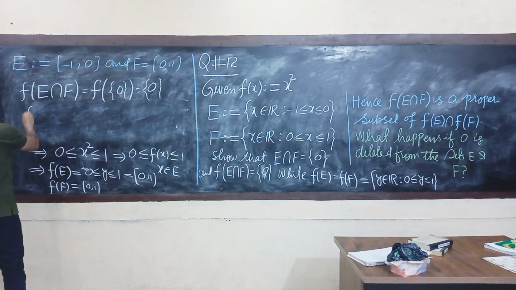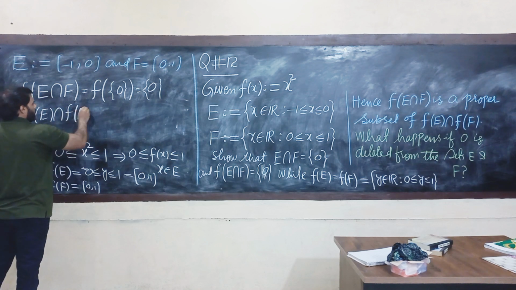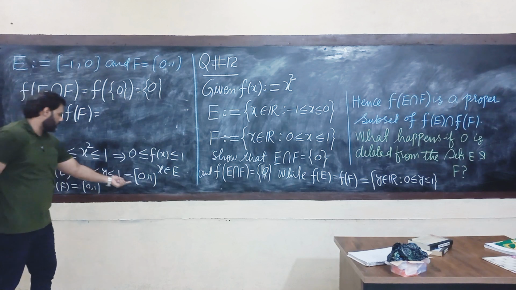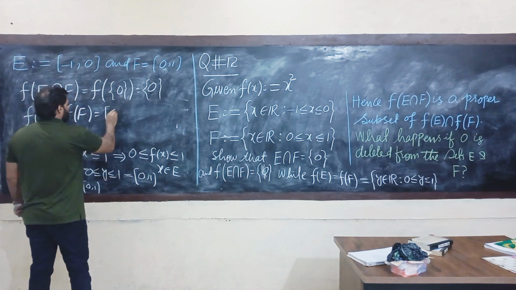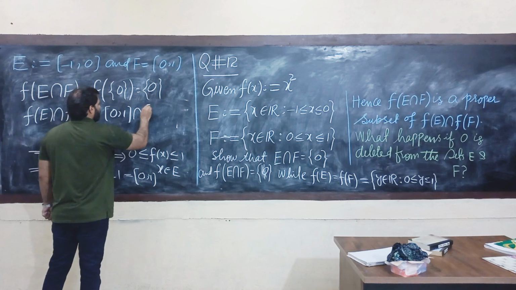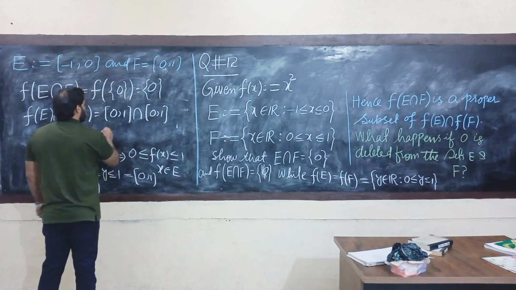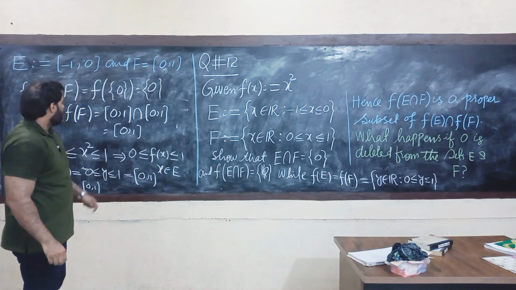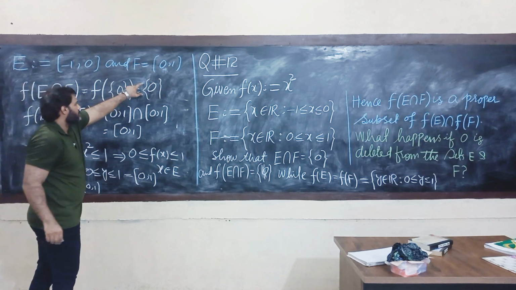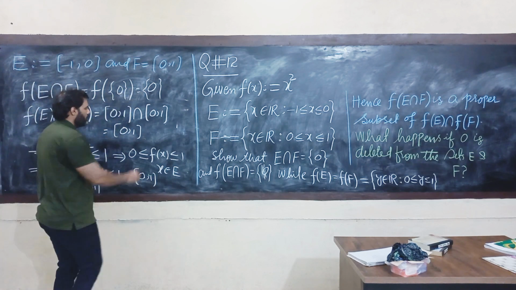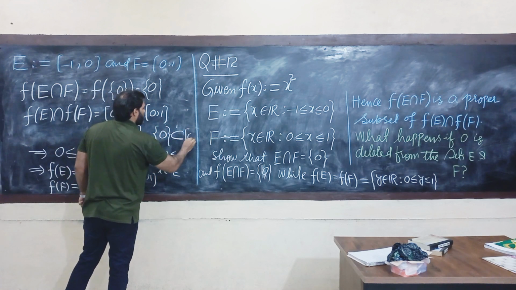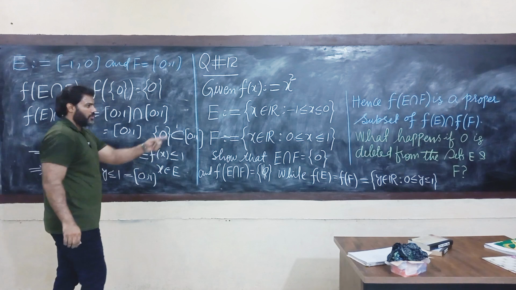Where f of E intersection f of F, f of E and f of F are both the same, and this is equal to the closed interval 0 to 1. So the intersection of this set with itself is again the closed interval 0 to 1. This shows that clearly this singleton set is a subset of this. This set is clearly a proper subset of 0 to 1, which is what was required to prove.